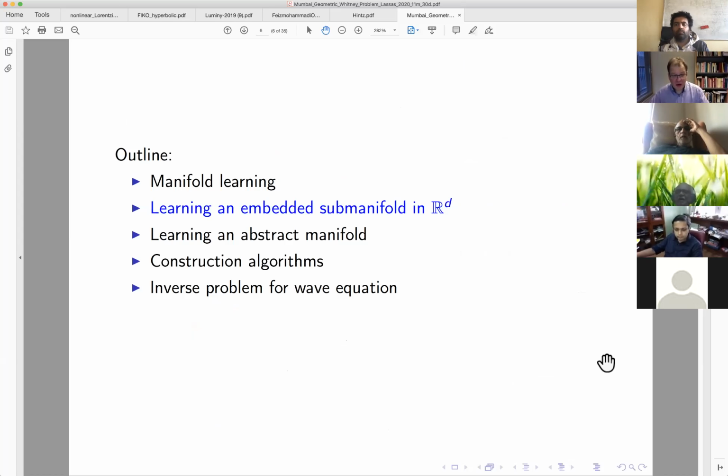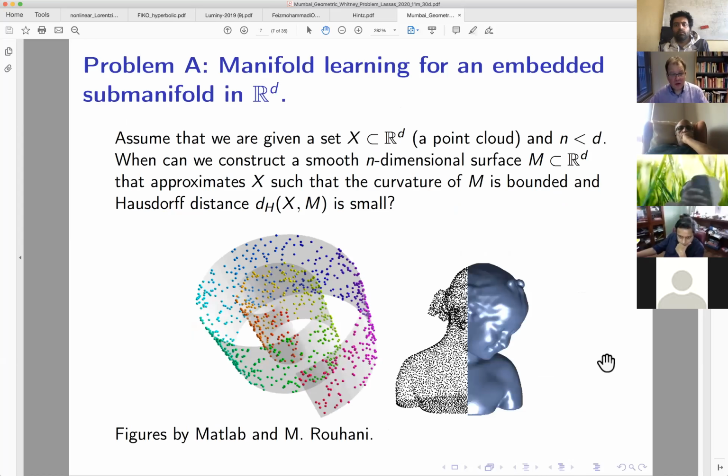Okay, let's go to particular problems. Let us start from learning an embedded submanifold in R^D. And I recall here was the copy of the earlier slides. So we have a point cloud, just points in Euclidean space of dimension d, and we want to approximate this data set with n-dimensional smooth surface. This is our task. And we are going to measure the error of the data set in the smooth surface using the Hausdorff metric. Let me recall the definition of this.